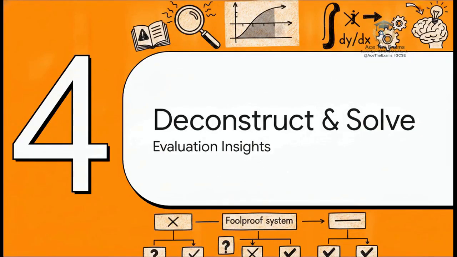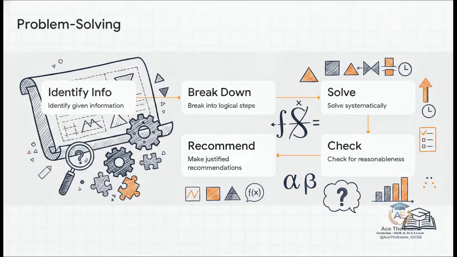All right, let's transition to our final phase, Section 4, Deconstruct, Solve, Evaluate. This is your ultimate problem-solving architecture. Let's run this in our interactive beta testing arena. This blueprint is the exact deconstruct, solve, evaluate cycle that separates the A grades from everyone else. First, you deconstruct by identifying the given info and breaking it down into logical steps. Then you solve systematically using those 5 core function algorithms. And finally, and this is the crucial step most candidates skip entirely, you evaluate. You check your limits for reasonableness, and if it's an applied problem, you make justified recommendations based entirely on your numerical evidence.